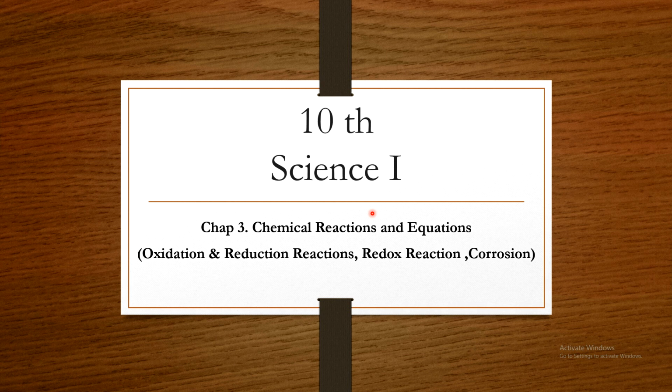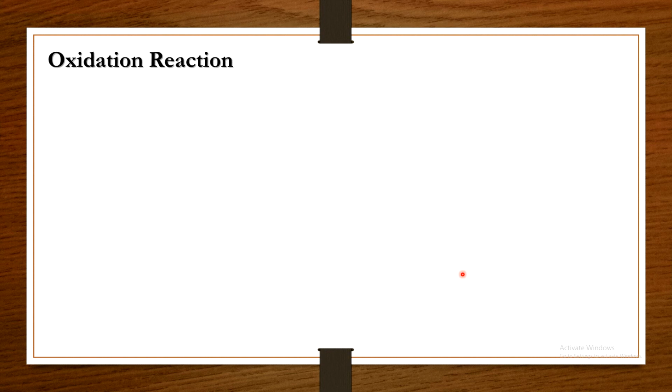Students, today we are going to learn Class 10 Science, Chapter 3, Chemical Reactions and Equations. In this session we will discuss oxidation and reduction reactions, what is meant by a redox reaction, and corrosion.